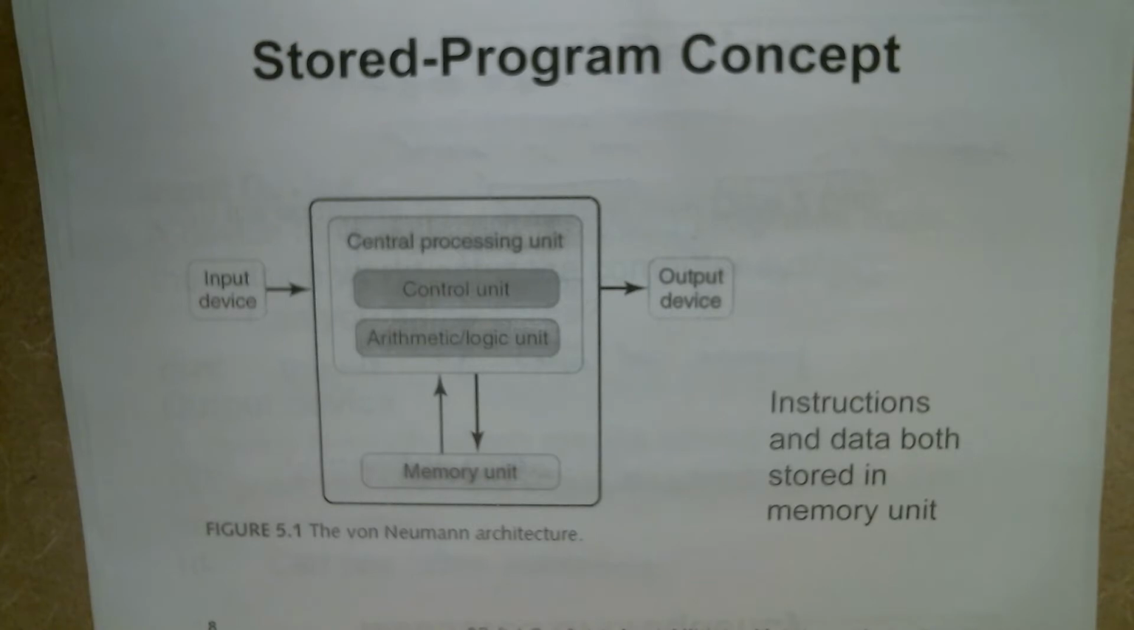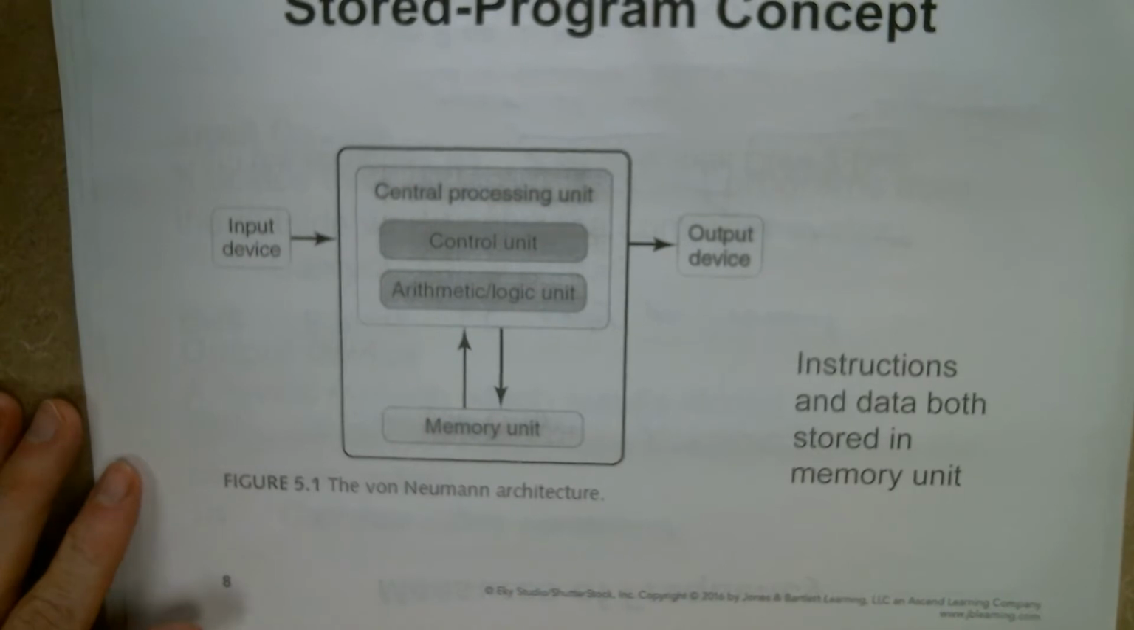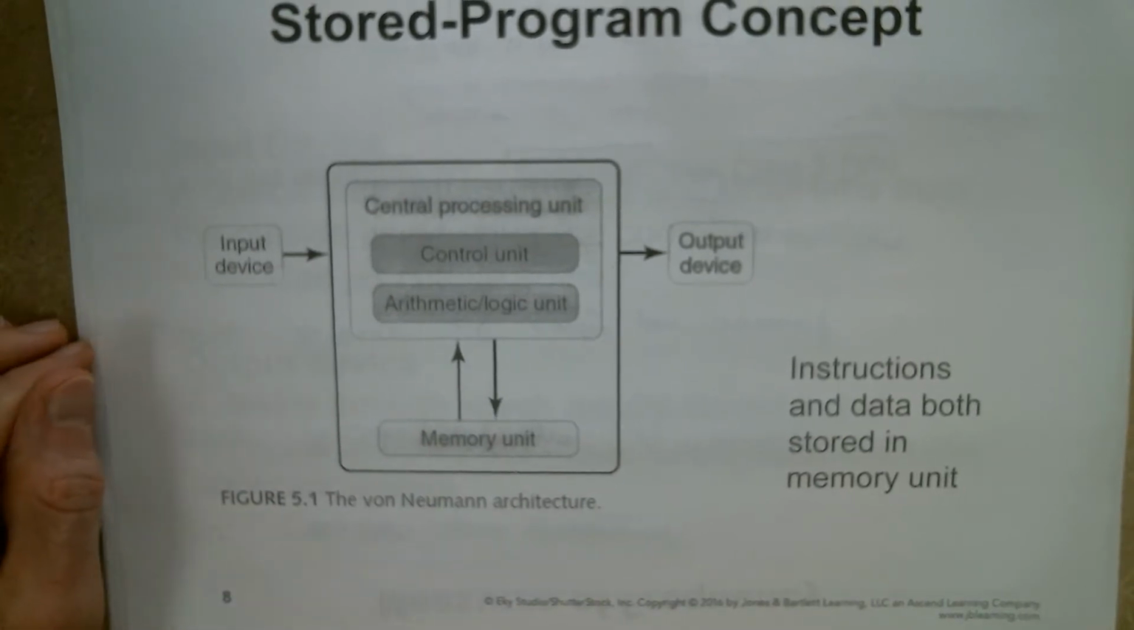Now let's talk about this idea of the stored programming concept. We're actually going to look at this in a lot more detail when we do assembly language, but this is going to give us a starting point for that discussion. This picture here is what's called the von Neumann architecture. It's very simplified, but at its heart, it represents what happens in any computer, no matter how simple, no matter how complicated.